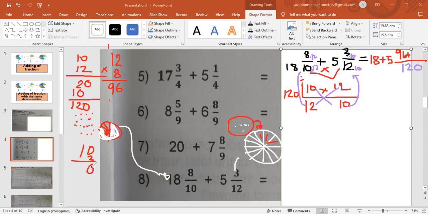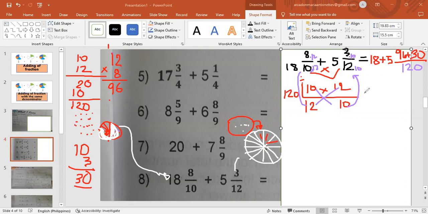3 times 0, 0. 3 times 1, 1. Oh, I mean 3 times, wait. I will fix this one. So we're going to times 3 to 10. 3 times 0, that is 0. 3 times 1, that is 3. The answer is 30. Where are we going to put 30? It's here. Okay. So now we have to add them together.